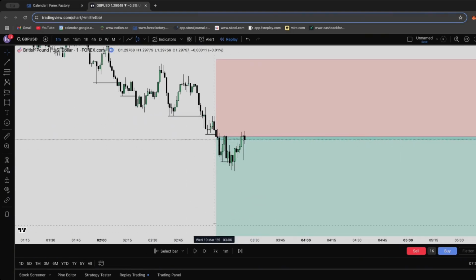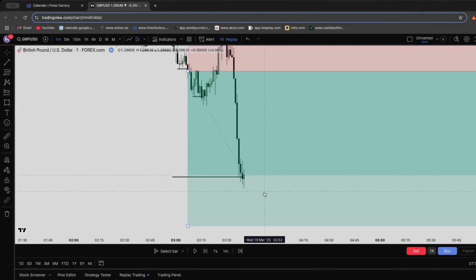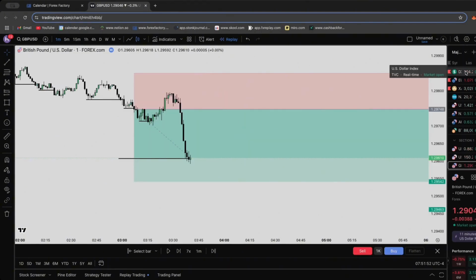We did take some drawdown at the beginning, with price moving up, and then as you can see we dumped straight down and I ended up getting out right here. So now, that's why I took this and why I got out here.